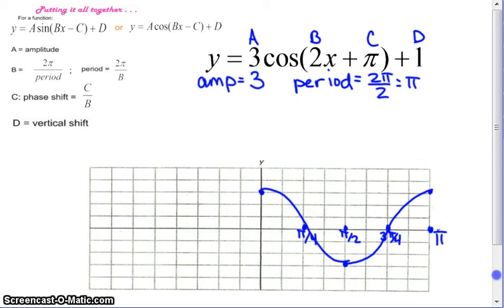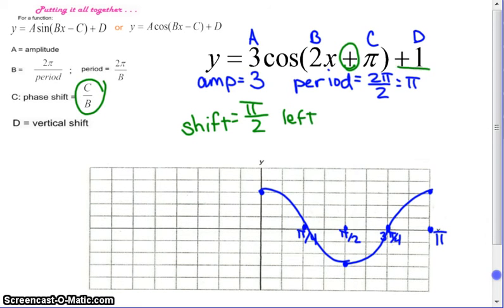Now I've got to take into account the shift. The shift is C over B, so I'm going to write pi over 2. And because it says plus here, that tells me that I'm going to move to the left. This +1 tells me that we are going to take that graph and move it up 1 space. So if I take this graph as I see it here, and I take each of the key points and move them pi over 2 to the left.